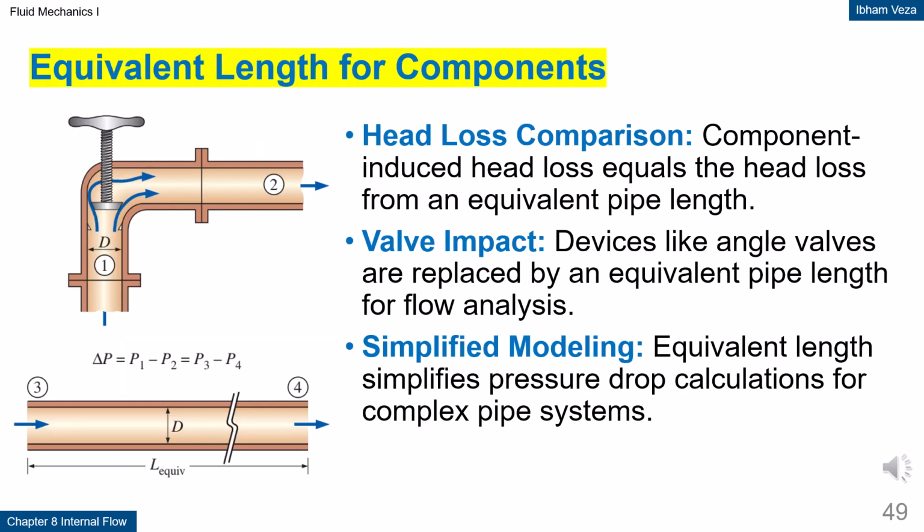Equivalent length for components. The energy loss caused by a component can be replaced by an equivalent pipe length. This means the component is treated as an additional length of straight pipe. This approach simplifies calculations for systems that contain many fittings. In this way, all losses can be summed as if the system were one long straight pipe. This method is very practical in piping network design.